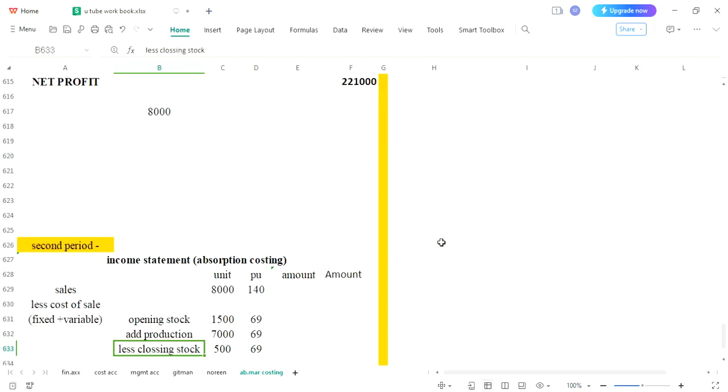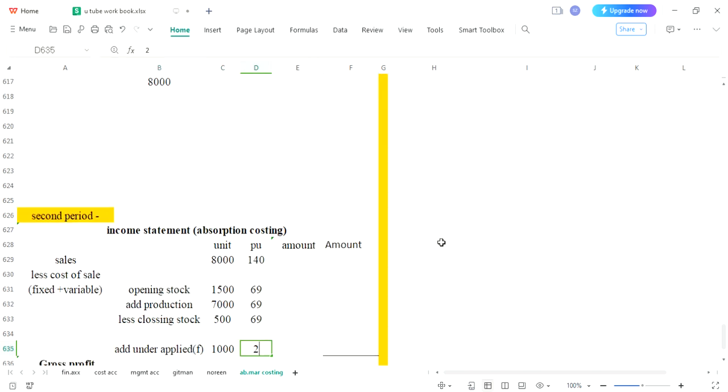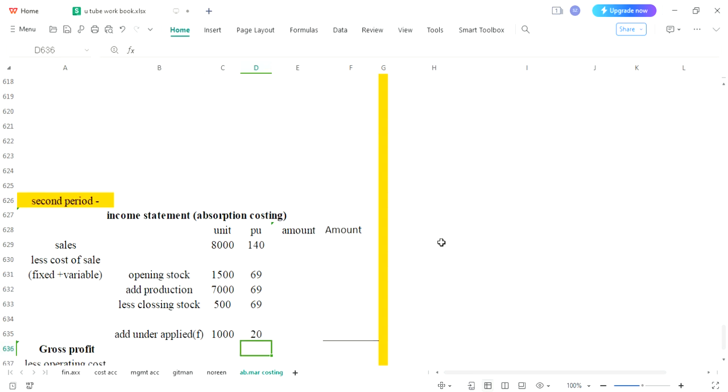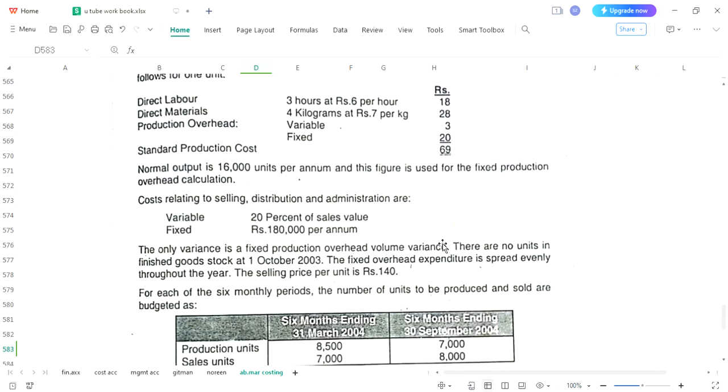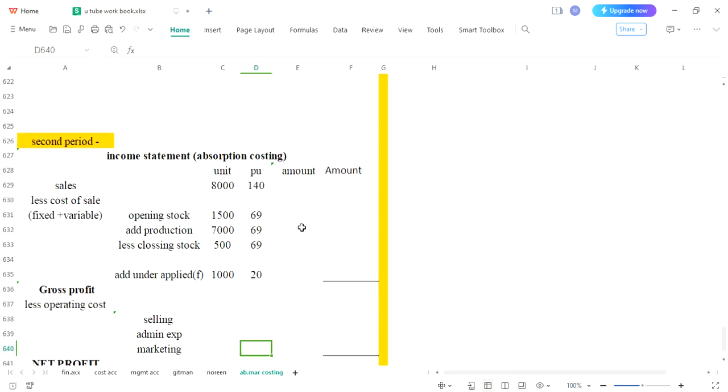So we will be putting 20 per unit cost of fixed in front of under over applied. Now we will see selling admin expenses. Selling, distribution, administrative expenses are given in two parts. First part is 20% of sales. So you will come over here, we'll just write 20%, as we haven't calculated amount of sales right now, but we will write it just to memorize it.